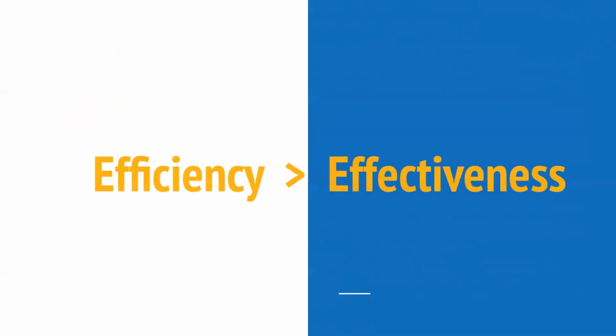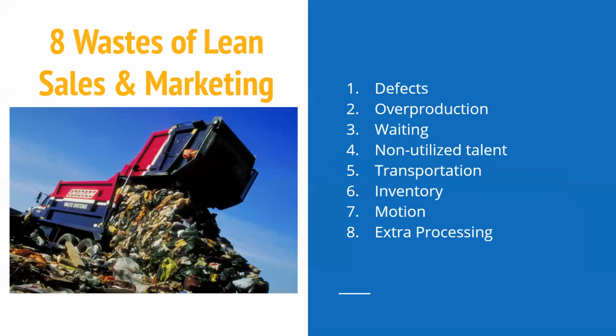So in lean, there's a concept called the 8 wastes of lean. And these are the 8 wastes. We're going to drill into each one of them here. And then we're going to talk about kind of how you can optimize your sales and marketing process to eliminate this waste and get better information so that you can make better decisions in an environment where you need to make them quickly. So we're going to drop down this list.